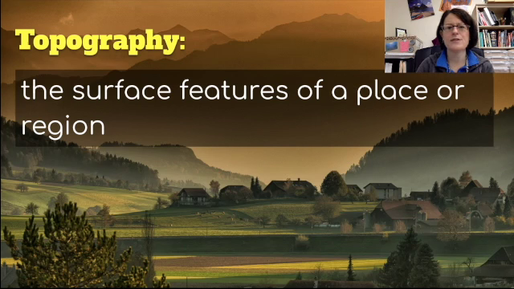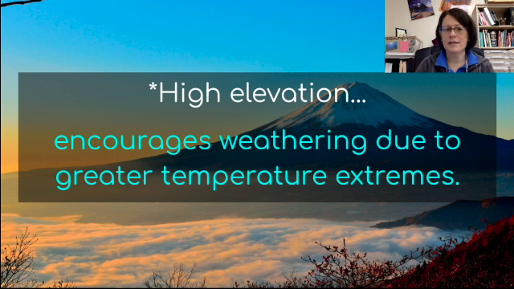And finally, topography. Topography is the surface features of a place or region. So what does the land look like? Think of a topographic map. A topographic map, its whole purpose is to give us an idea of the land features, the elevations, what is there. In higher elevations, this encourages weathering due to greater temperature extremes. You're going to get that ice wedging that we just talked about. So I have a mountain in the background that has snow at the top. So the higher the elevation, the more weathering you're going to get due to those things.